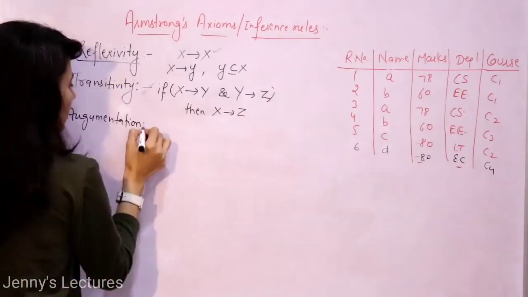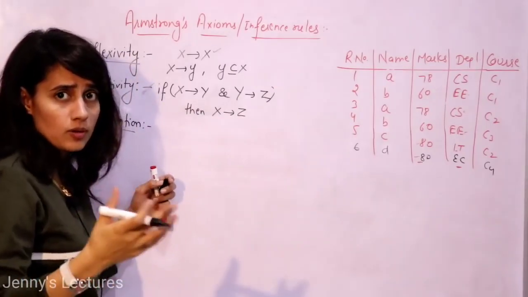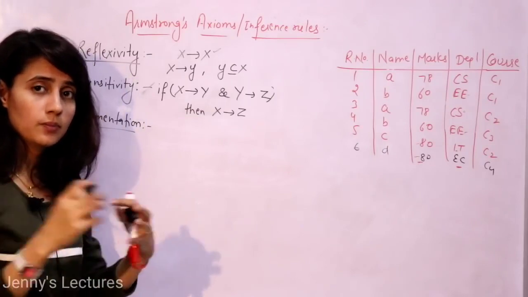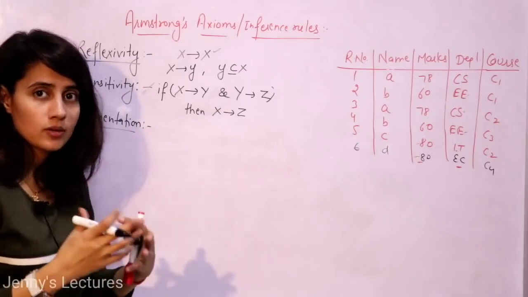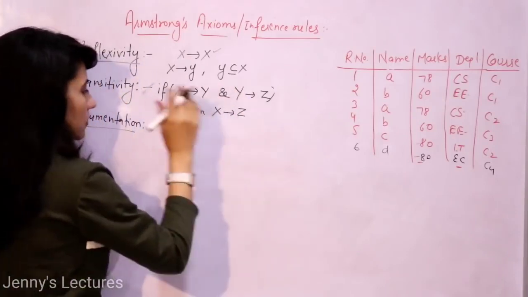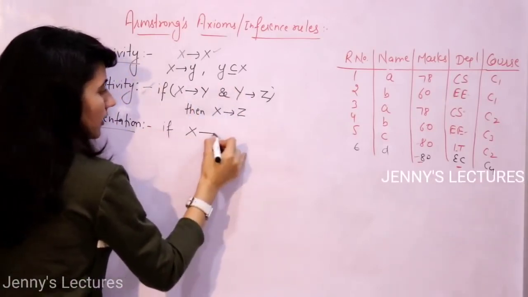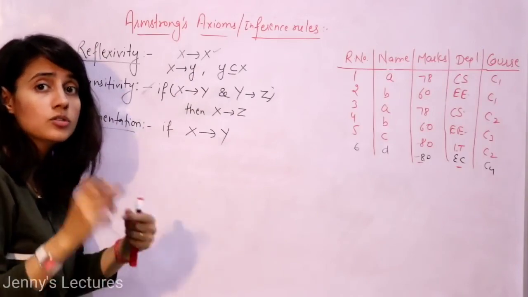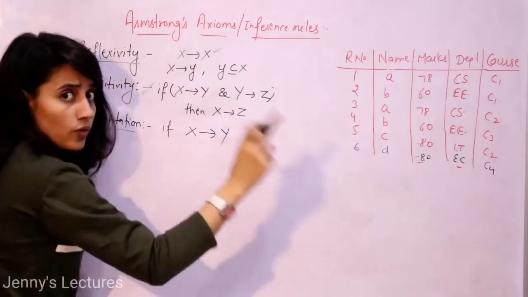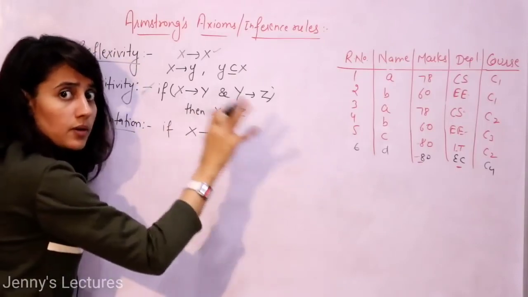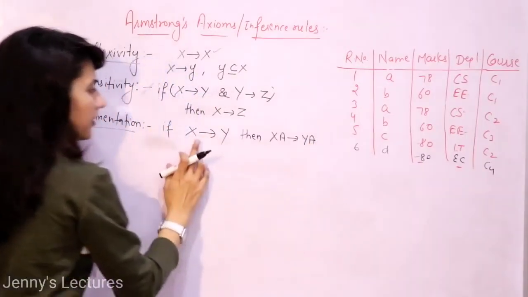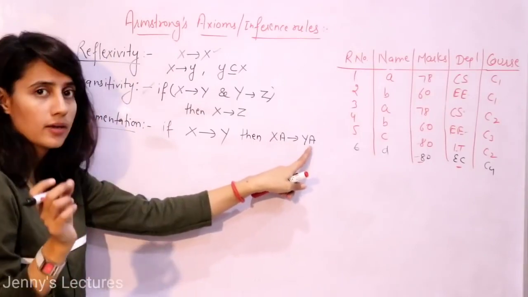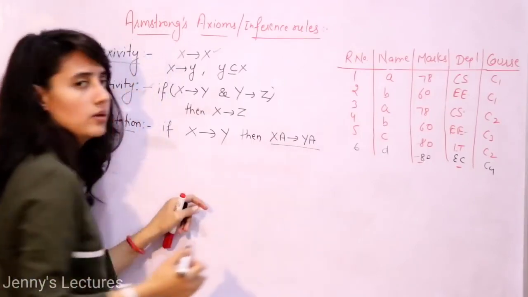Now next is augmentation. In general English, augmentation means what? Make something bigger or lengthier by adding something to it, right? Now what is this augmentation property in this case? See, if x determines y, and here x and y may be one attribute or a set of attributes, right? If x determines y, this functional dependency exists on a table, then you can add any attribute on both sides. If you are adding A, xA will determine yA, right? This would always be true.